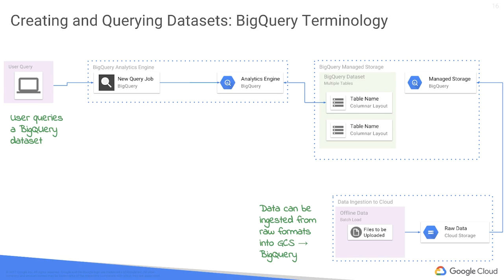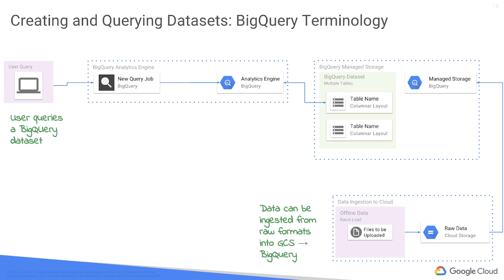Just a quick architecture diagram here to kind of get a lot of these terms cleared up. So starting with the left, the user will query BigQuery. A unit of work in BigQuery itself is called a job. We'll revisit the job when we talk about BigQuery pricing later on.